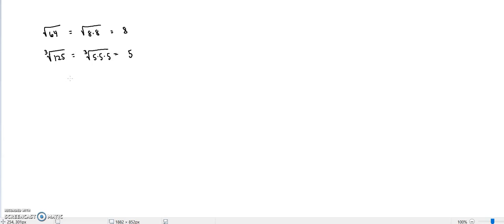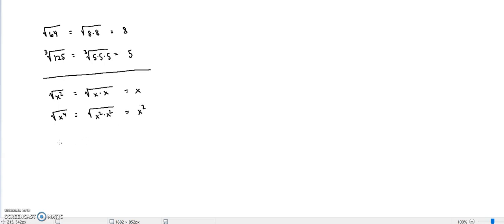So it's the same idea with variables. It's actually a little bit easier because you don't have to figure out what these numbers are. You're already given the variable. So let's say we have the square root of x squared. So we're looking for two matching things. Well, x squared means x times x. So the square root of x squared would just be x. And if we had the square root of x to the fourth, then that would be x squared times x squared, which would be x squared.